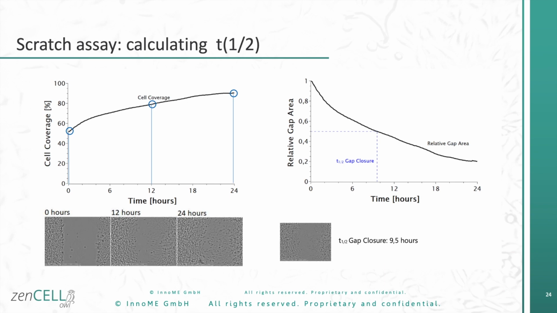And remember, you can do this even 24 times over if you use a 24 well plate within the zenCELL. So you could run 24 scratch assays in parallel and easily gain more insight through this high throughput screening approach.